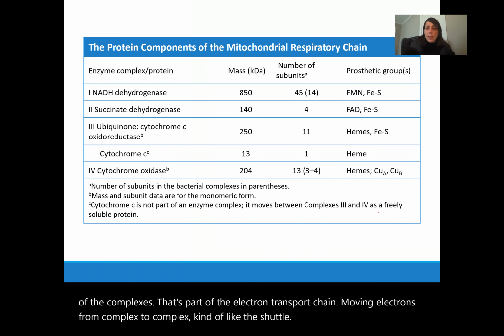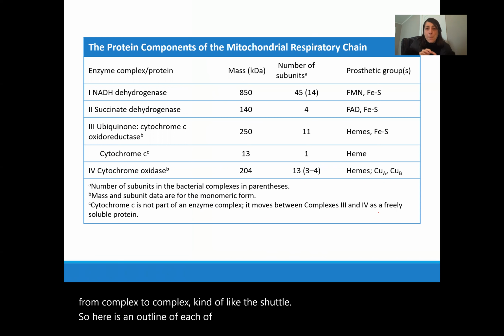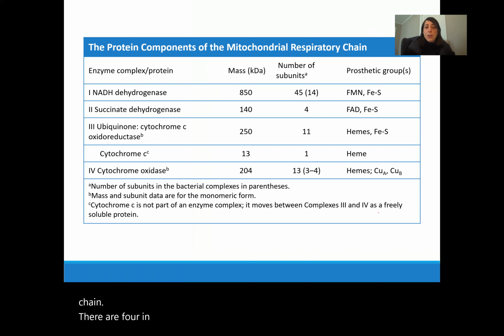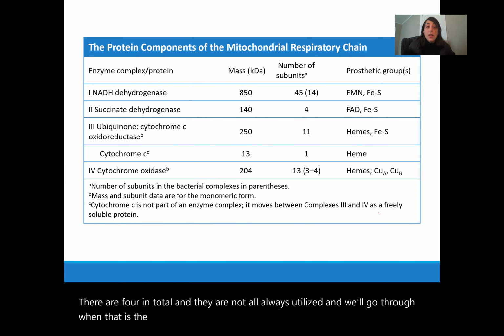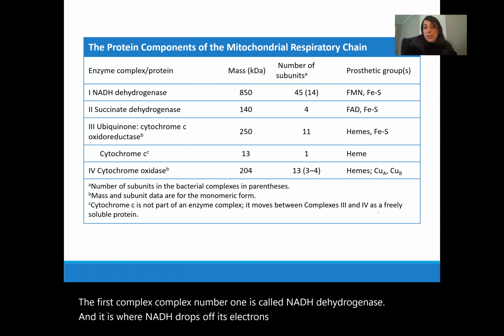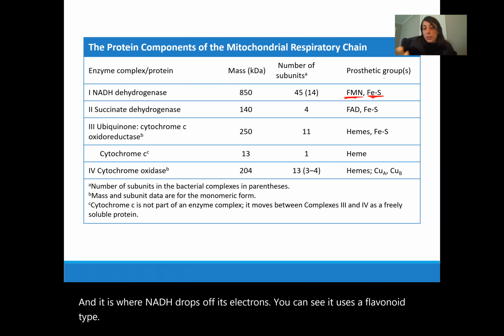So here's an outline of each of the complexes that make up the electron transport chain. There are 4 in total, and they are not all always utilized, and we'll go through when that is the case. The first complex, complex number 1, is called NADH dehydrogenase, and it is where NADH drops off its electrons. You can see it uses a flavonoid type group and an iron sulfur cluster.